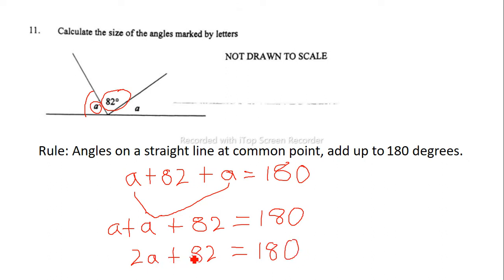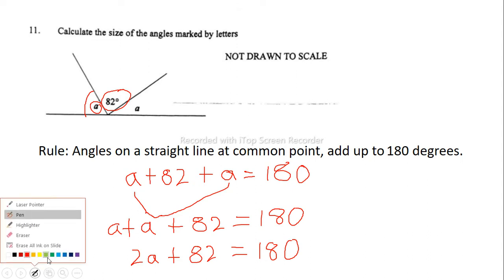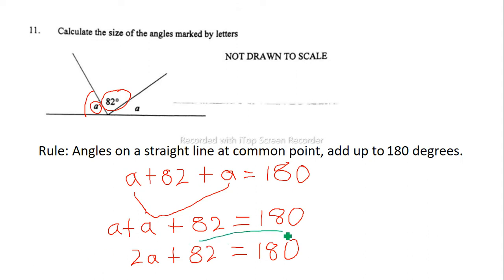So now we have 2A plus 82. What do we do at this point? Send the 82 to the other side. Very good. You send 82 to the other side, and it becomes negative. So we send 82 over, and 2A is equal to 180 minus 82.